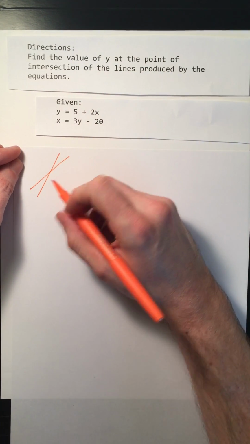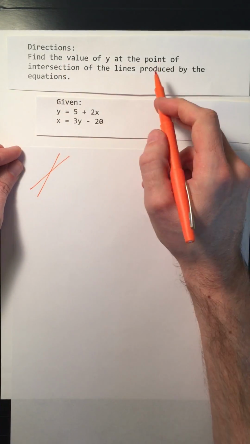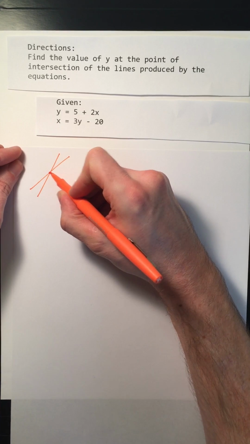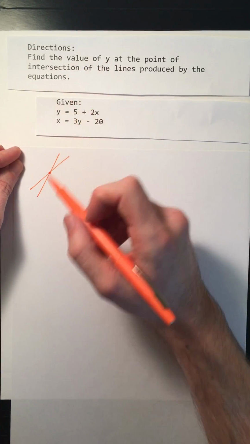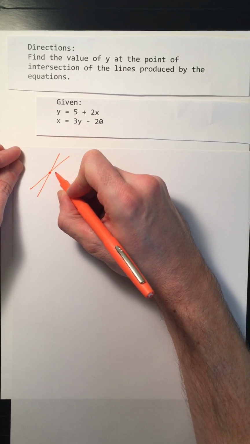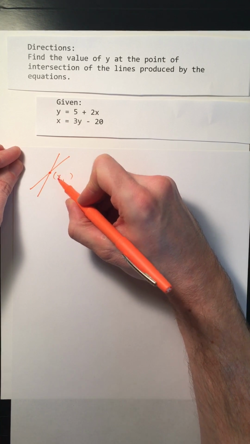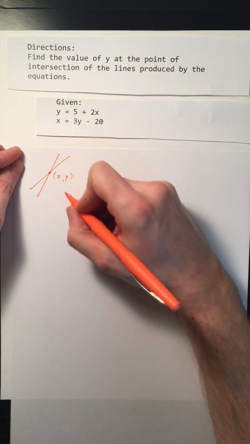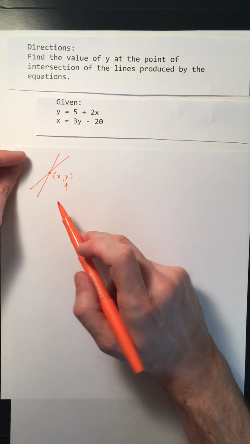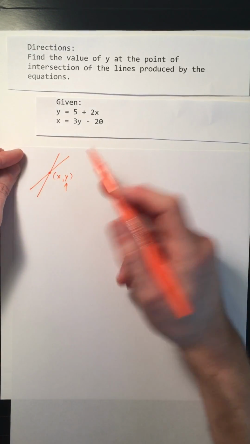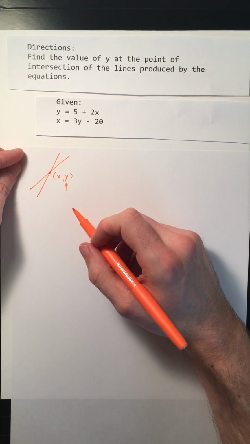Point of intersection just means, intersection means where do they cross? That's what intersection means. And point of intersection is just that point right there where they cross. So we want to find the value of y at that point. Well, remember, a point on a graph has coordinates. And those coordinates have two parts. There's two coordinates, an x coordinate and a y coordinate. So we're being asked to find just the value of that part of the xy pair of coordinates of this point, where two lines that, if we graph the equations, where they would intersect or cross.